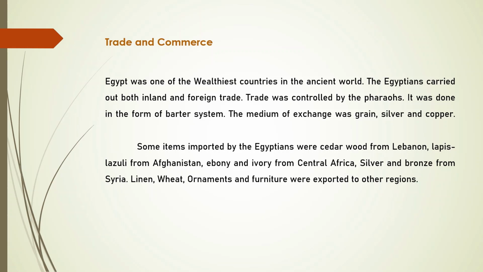Some items imported by the Egyptians were cedar wood from Lebanon, lapis lazuli from Afghanistan, ebony and ivory from Central Africa, and silver and bronze from Syria. Linen, wheat, ornaments and furniture were exported to other regions. Trade was done in the form of barter system and it was controlled by the pharaoh. Some items they imported from other countries and some they exported to other countries.